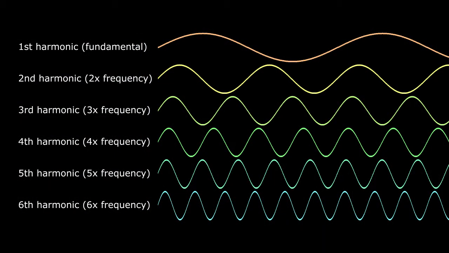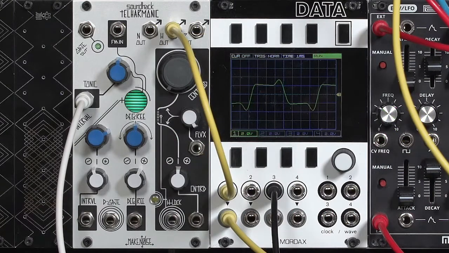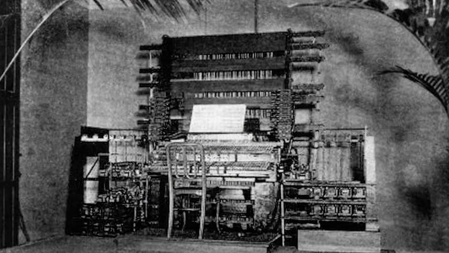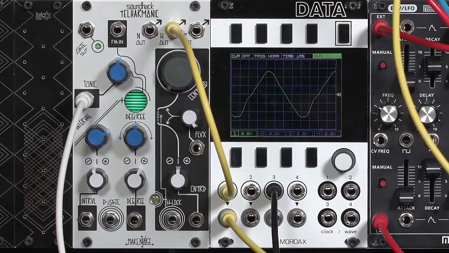These sine waves are spaced at integer intervals. That means the first harmonic is your fundamental, the second harmonic is 2 times the frequency of the fundamental, the third harmonic is 3 times, and so forth. The harmonic synthesis engine inside the tELHARMONIC is based on Thaddeus Cahill's Old Telharmonium of 1897, and that's partially where this module got its name from.